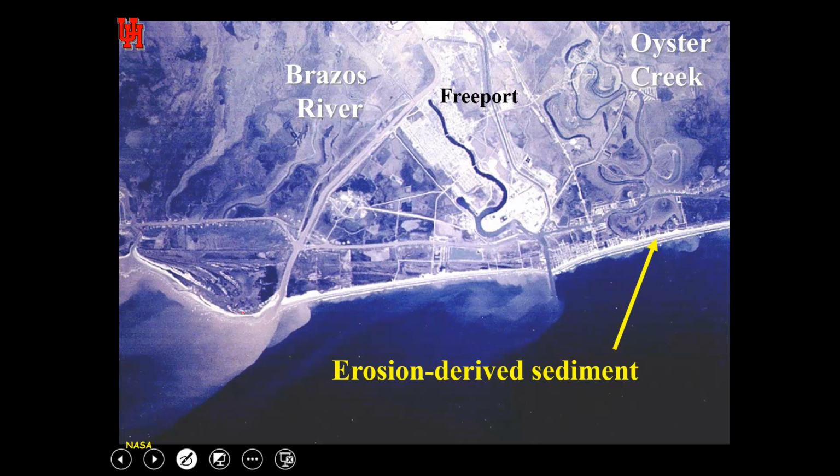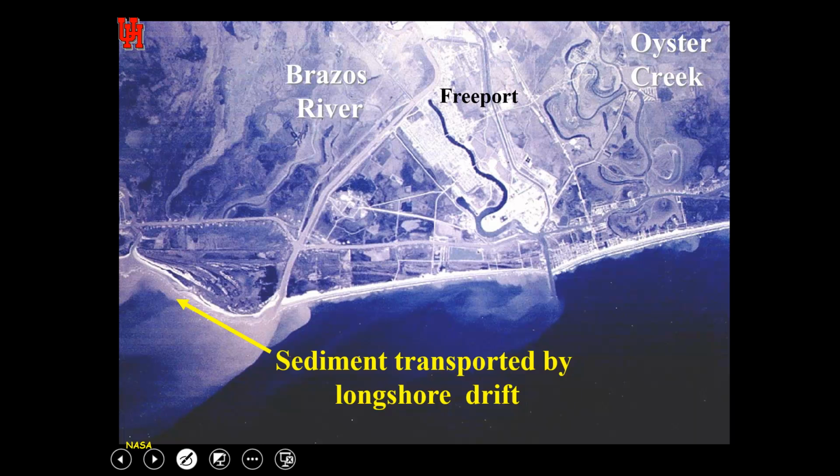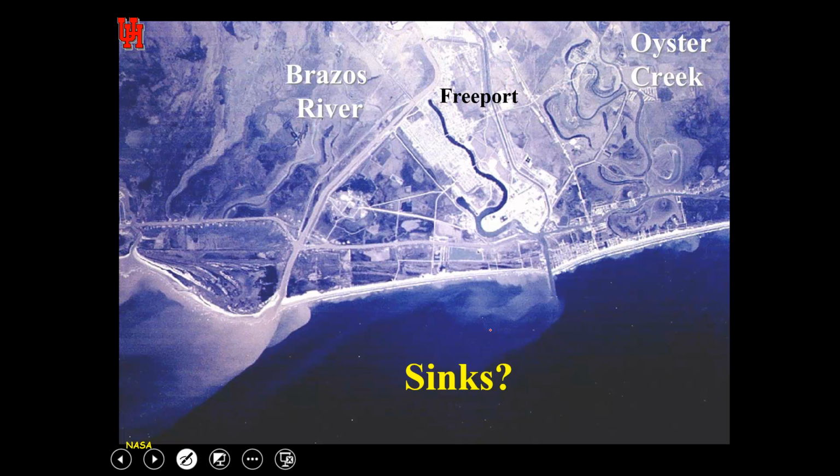A second source would be wave erosion along in here. So we've got sediment being introduced into the coastal zone by that combination of river-derived and erosion-derived sediment. That sediment, in turn, is being transported laterally, so it's now a supply of sediment to beaches that are downdrift. In this particular case, the dominant direction of longshore currents is to the south.